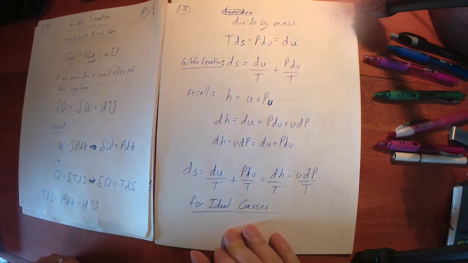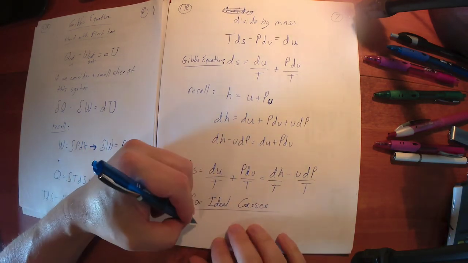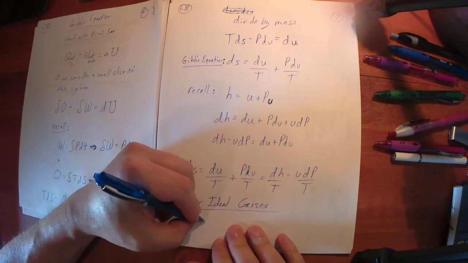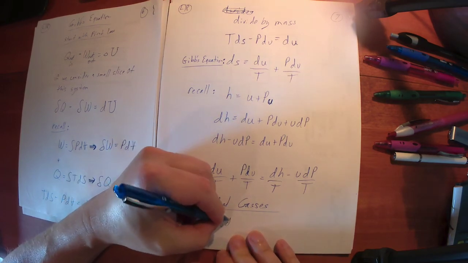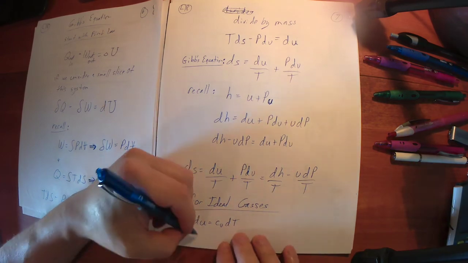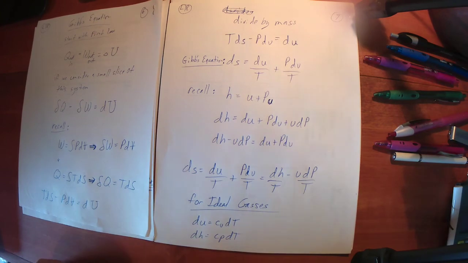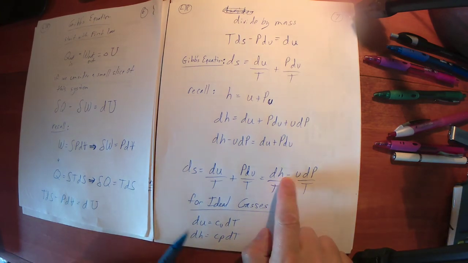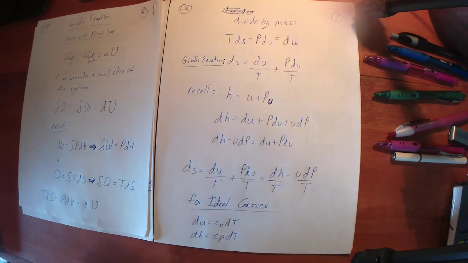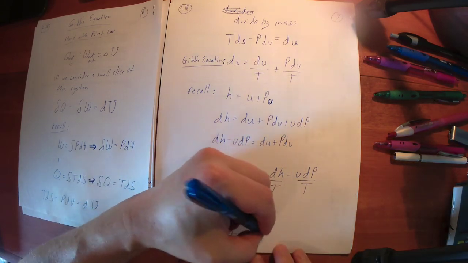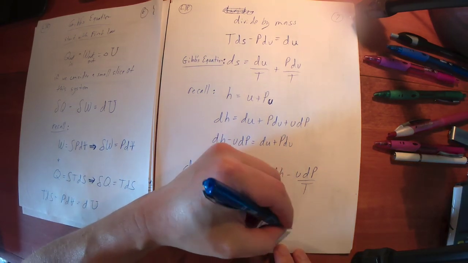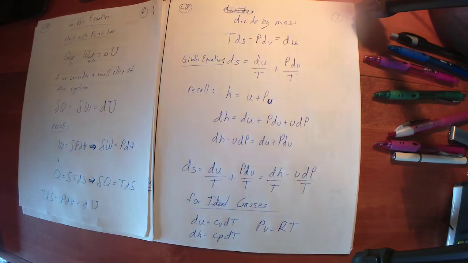For ideal gases, we know that dU is equal to C sub V dT, and that dH is equal to C sub P dT. We also know how pressure, volume, and temperature relate to each other. We can assume that they're reasonably linear in terms of how they relate to each other. Well, that's pretty cool, right?